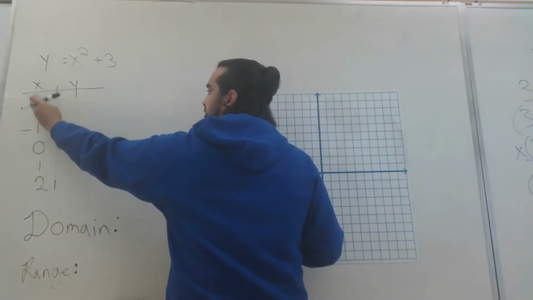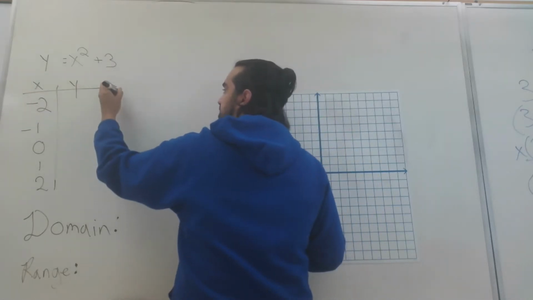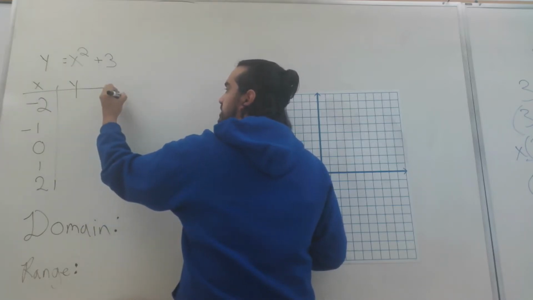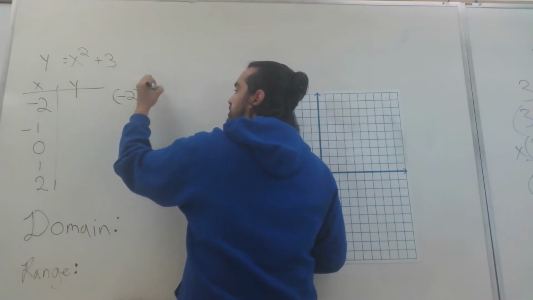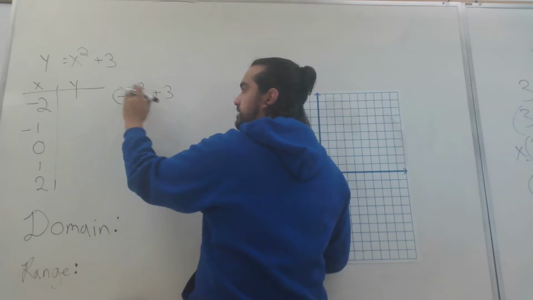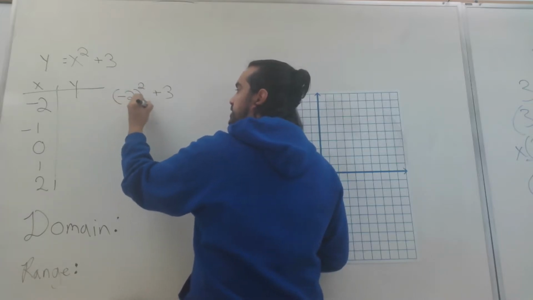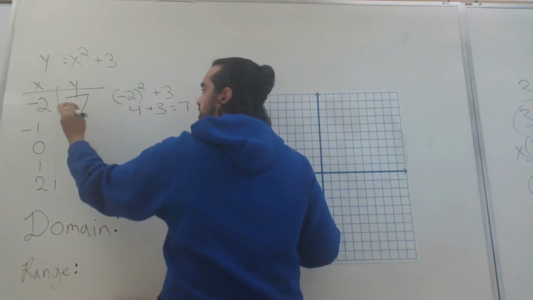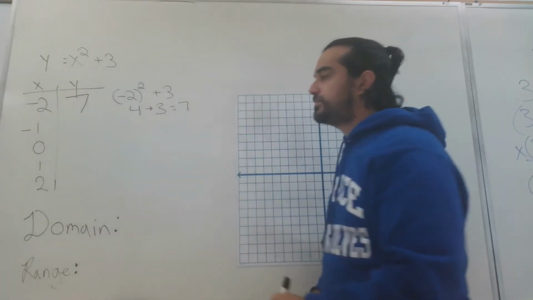So we have -2 for x. On the function, instead of x, I'm going to substitute a -2. So (-2) to the power of 2 plus 3. (-2) squared is going to be 4, plus 3 equals 7. So y is 7 when x is -2.